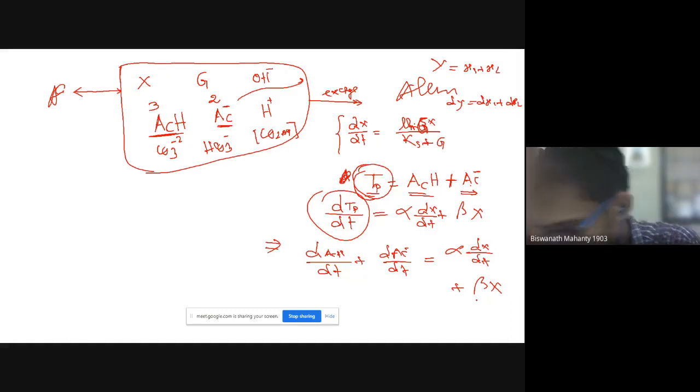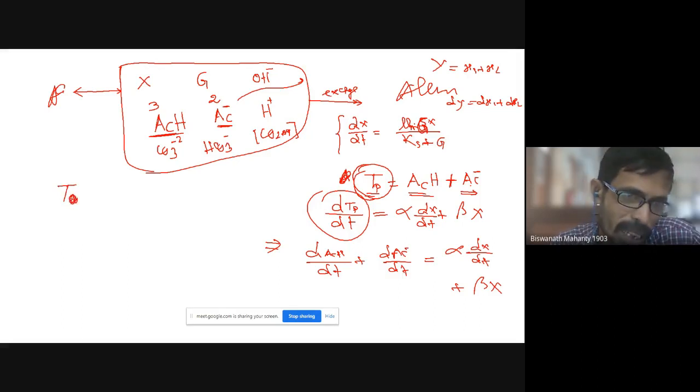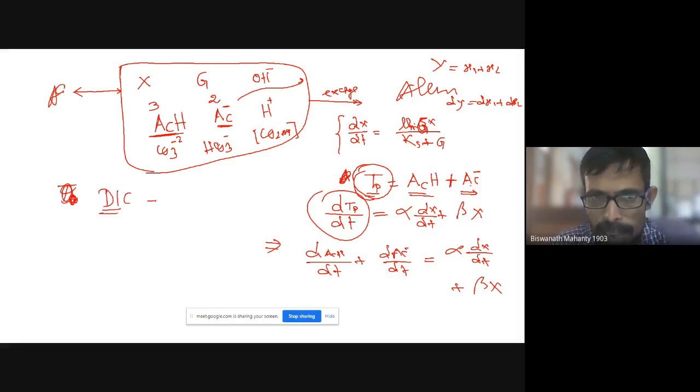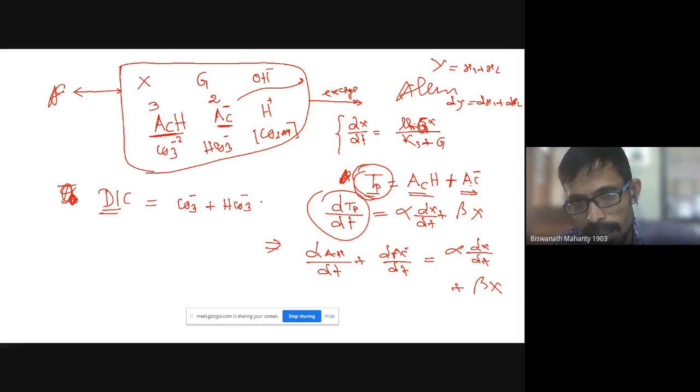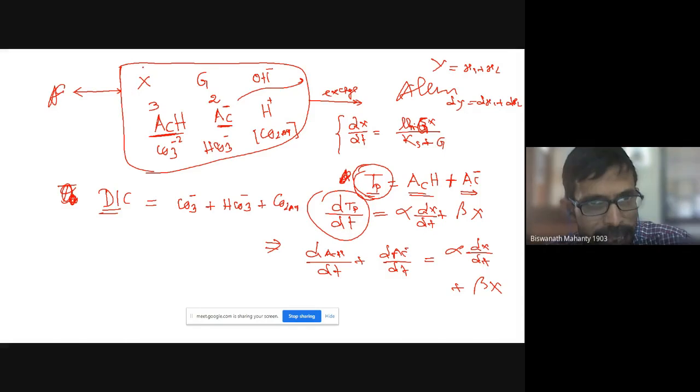Now I will put you in a little more trouble, because there are many things here called total carbon. What is total carbon? I'm talking about total carbonate-related things, what we normally call dissolved inorganic carbon, DIC. Who are the members of total carbon? Carbonate, bicarbonate, and aqueous carbon dioxide. Yes or no? Yes, sir. Dissolved carbon. Okay. So in my system there are 3 members.